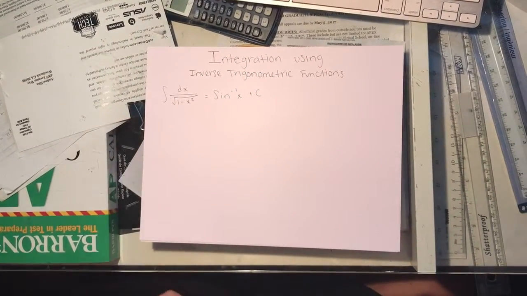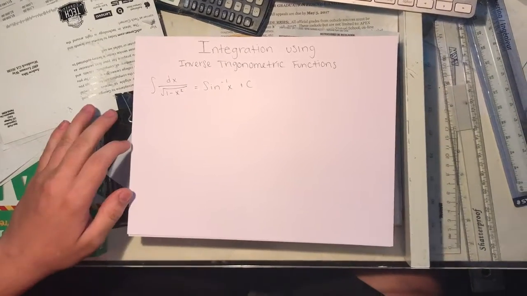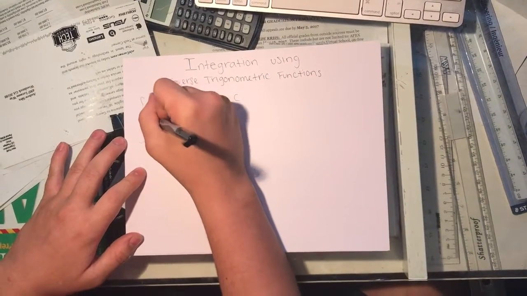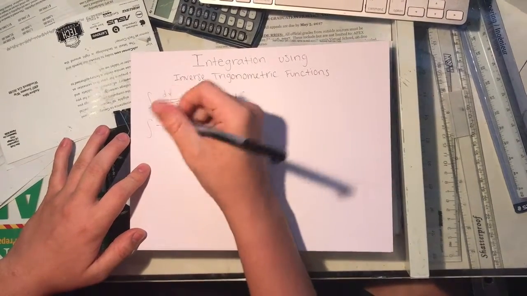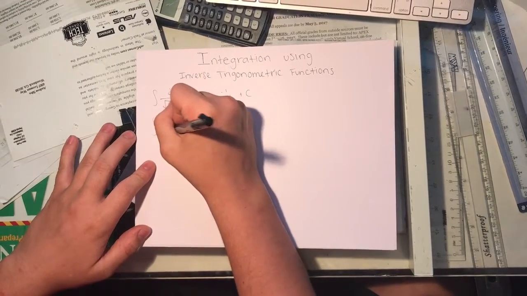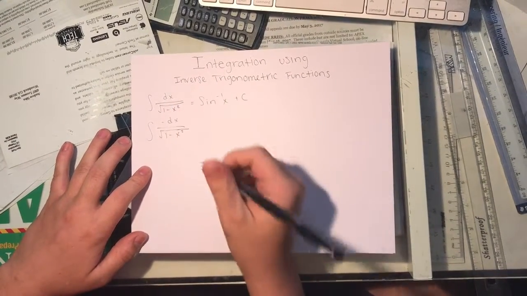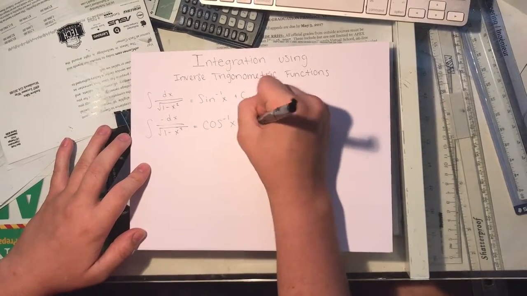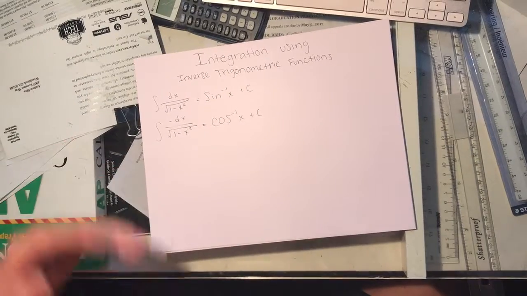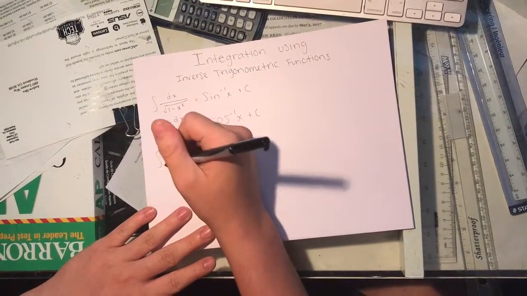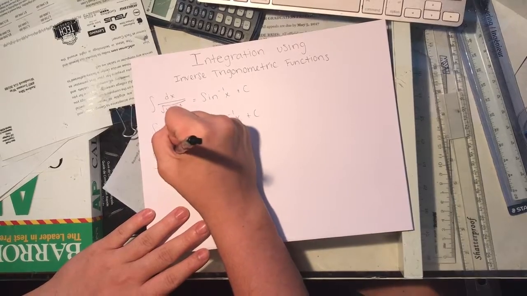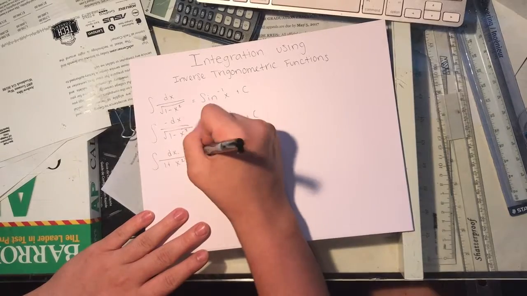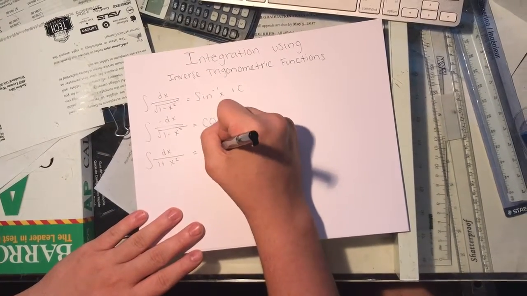That's the first one, the arcsine equation. For the second one, I'm going to do the arc cosine equation. It's going to be the integral of negative dx over the square root of 1 minus x squared equals the arc cosine of x plus c. And then here's the arc tangent equation, which is going to be dx over 1 plus x squared, no square root this time, equals the arc tangent of x plus c.